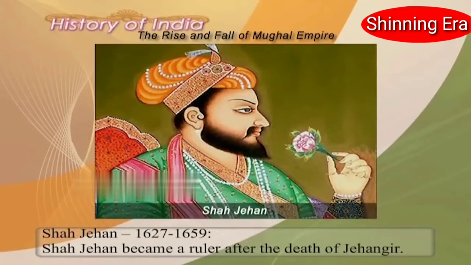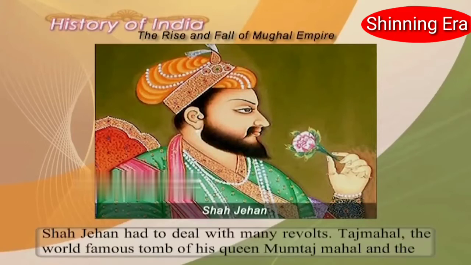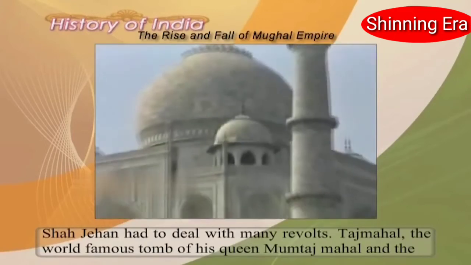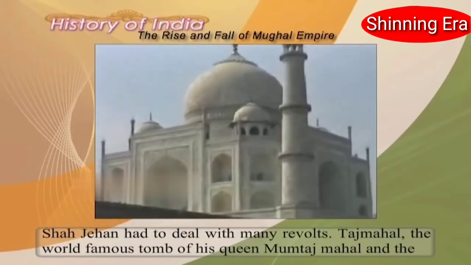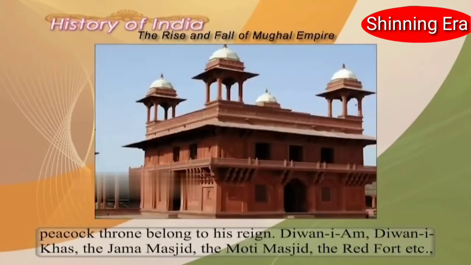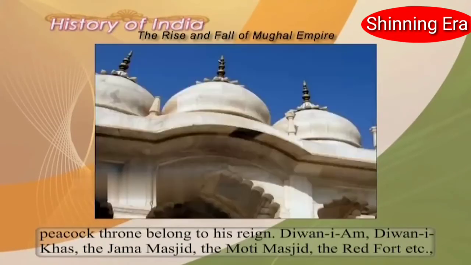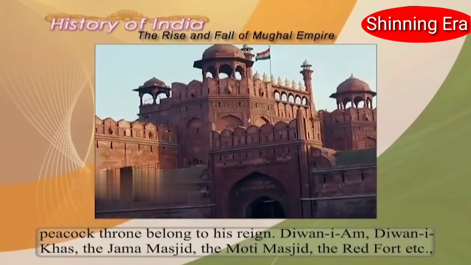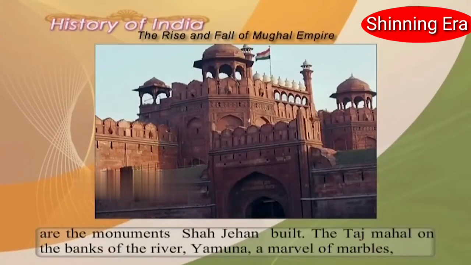Shah Jahan became a ruler after the death of Jahangir. Shah Jahan had to deal with many revolts. The Taj Mahal, the world-famous tomb of his queen Mumtaz Mahal, and the Peacock Throne belonged to his reign. Diwan-e-Am, Diwan-e-Khas, the Jama Masjid, the Moti Masjid, the Red Fort, etc. are the monuments Shah Jahan built.